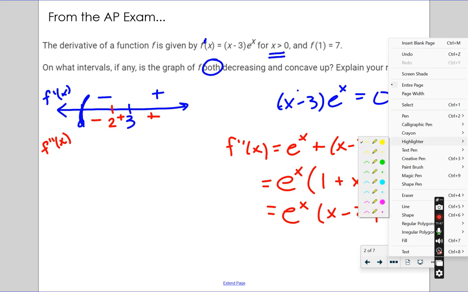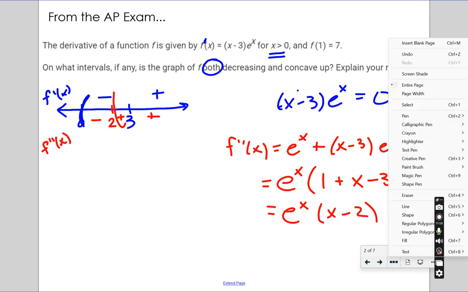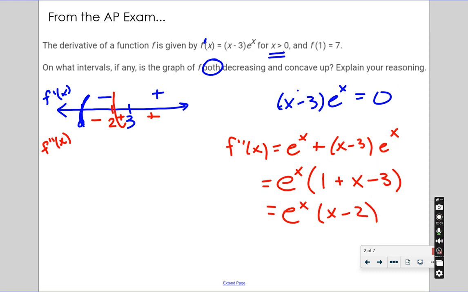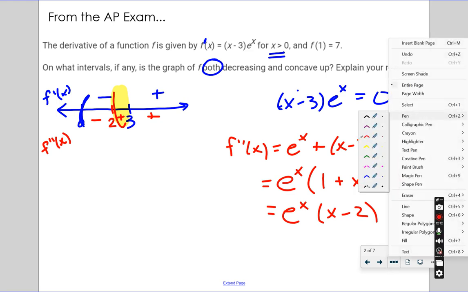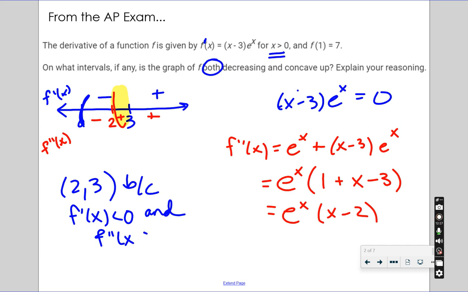So can we find where they overlap? Where is it decreasing and concave up? Right here, decrease. I thought it wasn't supposed to be less than 2. It's not. But negative 2. No, that's minus, it's negative. I mean concave down. That's not negative 2, that's 2. So from 2 to 3, because f prime of x is less than 0 and f double prime of x is greater than 0.